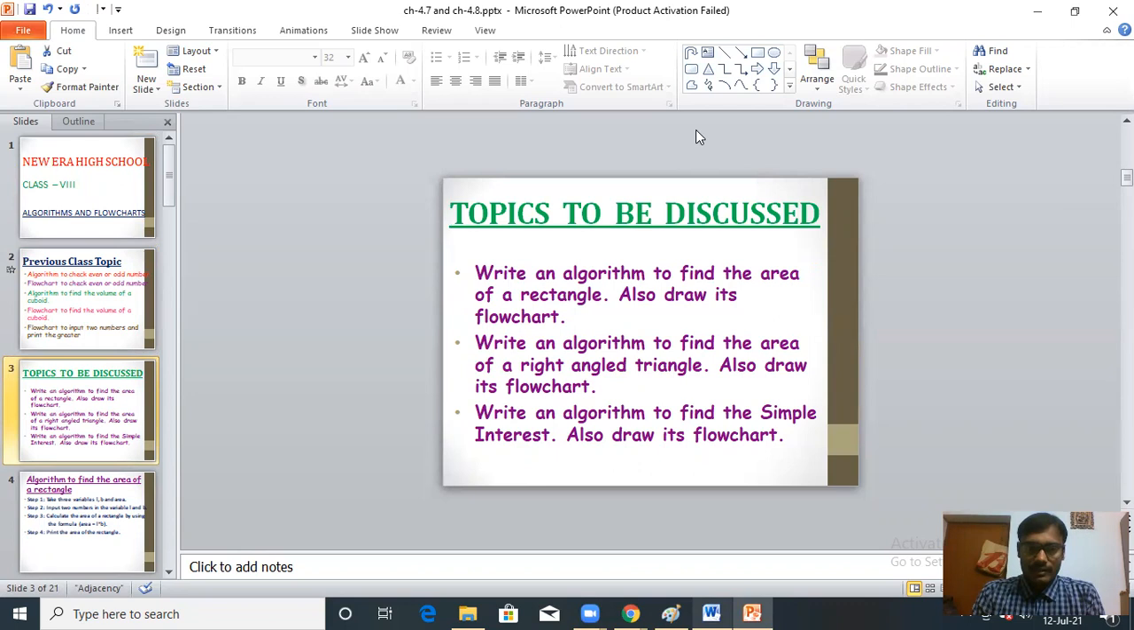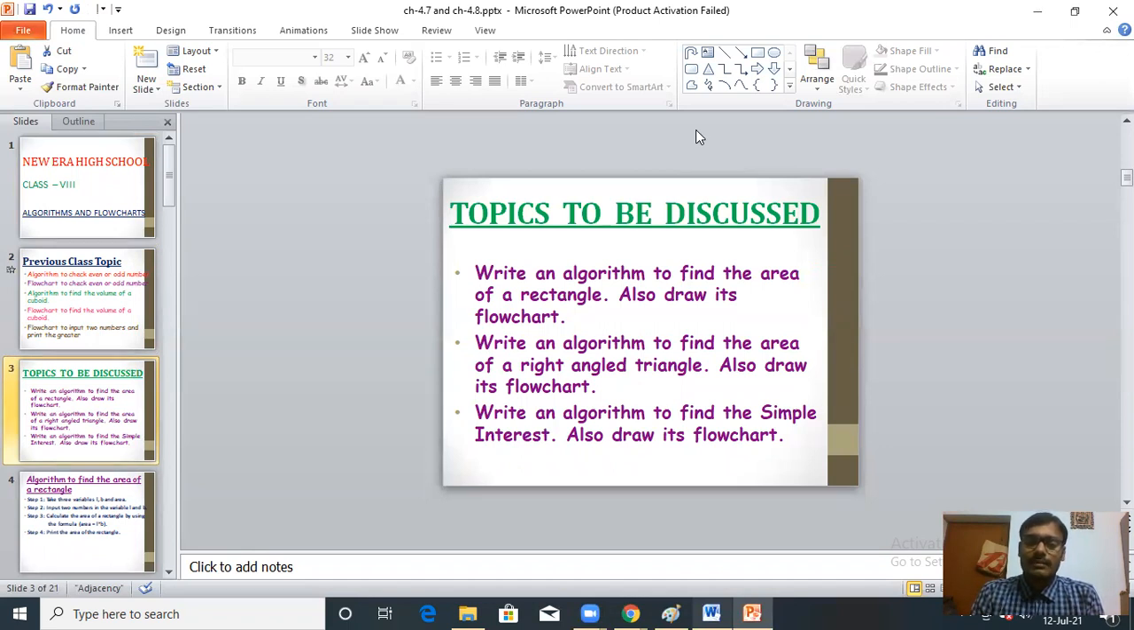So you can see the first topic is to write an algorithm to find the area of a rectangle. Also draw its flowchart. Second topic is write an algorithm to find the area of a right angle triangle. Also draw its flowchart. And the third one is write an algorithm to find the simple interest. Also draw its flowchart.